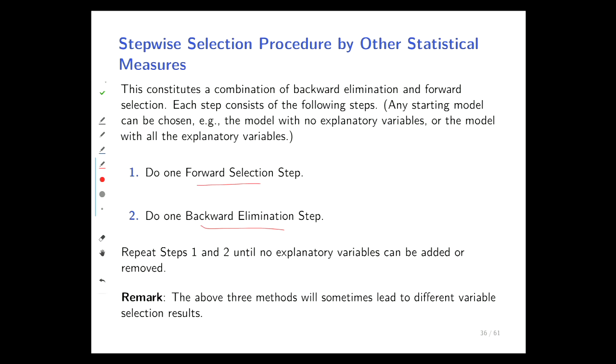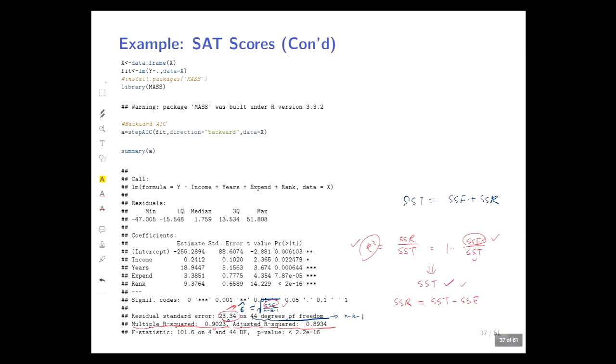And these three methods usually lead to different variable selection results, and later I'm going to use the cross-validation method to solve this kind of inconsistent result problem. So before I talk about cross-validation, let's look at variable selection by using the AIC, BIC.